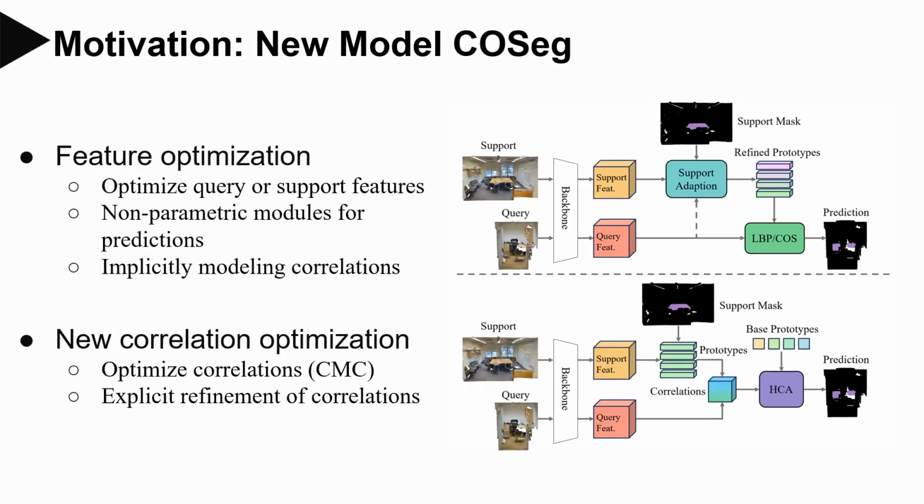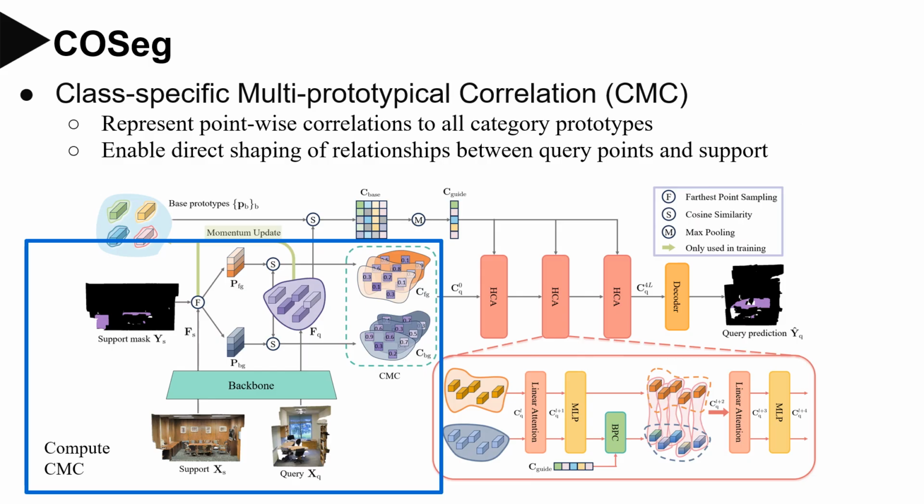Existing models are based on feature optimization, refining query or support features and passing these adapted features to non-parametric modules for predictions, implicitly modeling correlations. However, instead of operating on features, we propose correlation optimization, which directly uses correlations as input to learnable modules, enabling explicit refinement of correlations. In COSeg, we compute the correlations, named CMC, for each query point, representing its connections to all category prototypes. Then the correlation will be the input to the following HCA modules.